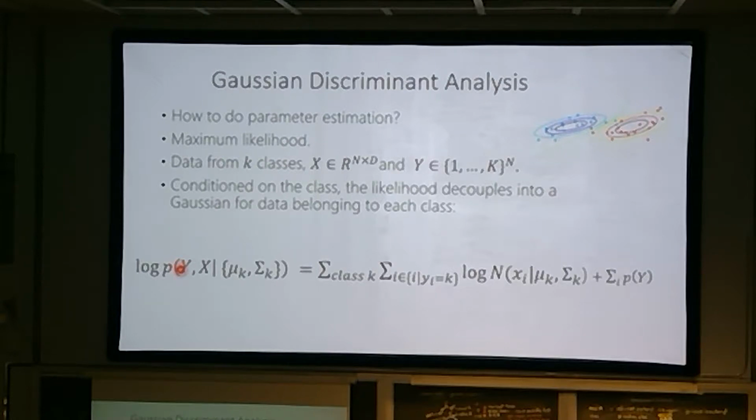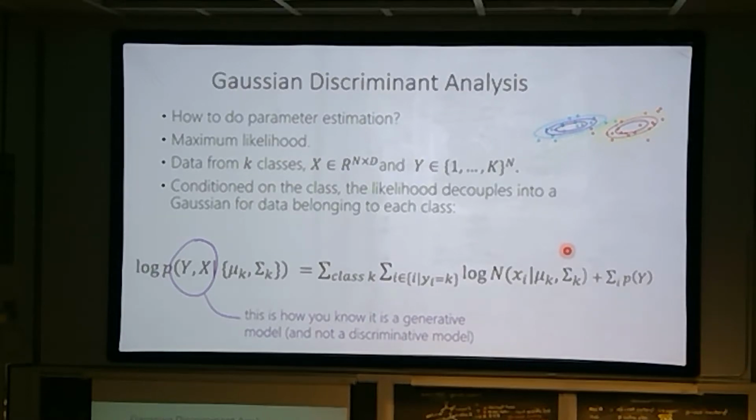But again, you can see here, this is literally modeling the joint, and it has a set of parameters, the mean and the covariance for each class, and the likelihood decouples by class. And that's how you know it's a generative model. All right.